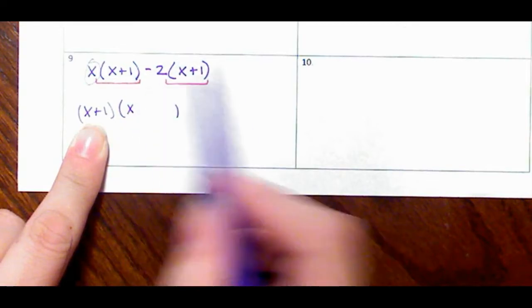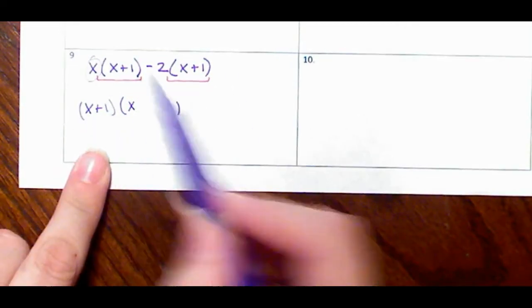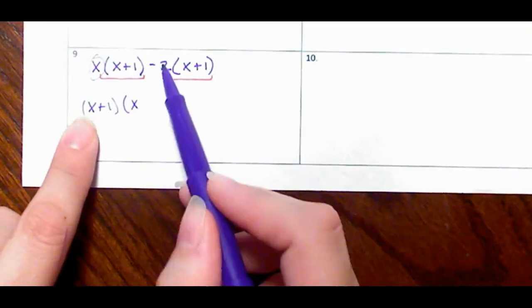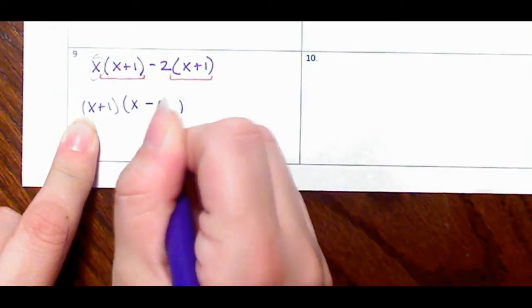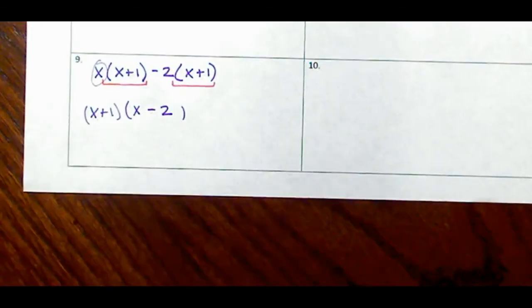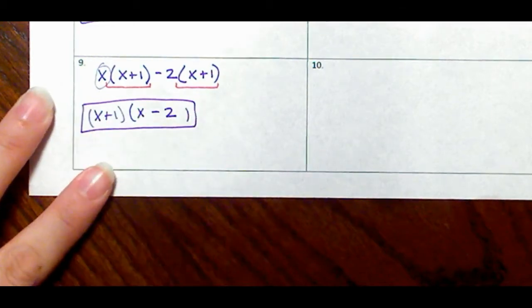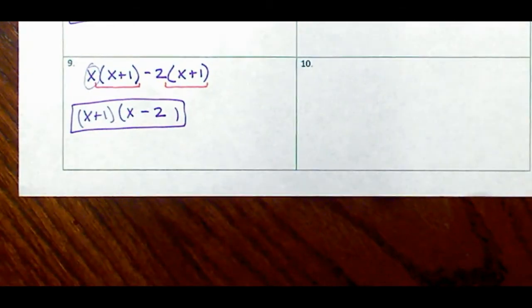Okay, same thing over here. What times x plus 1 is going to give me negative 2 times x plus 1? Well, I just need the negative 2. So notice all I had to do is write down what was in front of it, and this is factored out now. X plus 1 times x minus 2. And that's it. There's nothing else you can do. So that's probably the easiest one if you're just careful not to let it get overwhelming or scary.